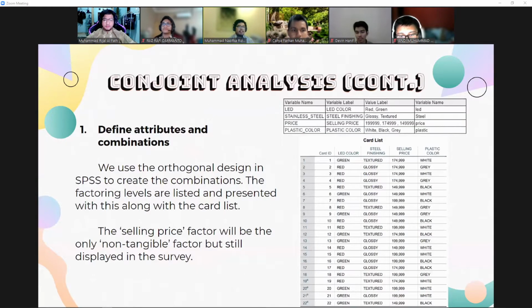Now, the first is to define the attributes and combinations. We define the attributes and factor levels to be the LED color, stainless steel finishing, plastic color, and lastly, the price. After defining the attributes, we create the possible combinations using the SPSS software. The table on the right shows the variables that we inputted to SPSS, and the lower table is the result of the combinations generated by SPSS. There are 22 combinations that we are going to show to potential customers in the survey, and it consists of 4 holdouts. Also, of all factors, selling price is the only non-tangible factor, but it's still displayed on the survey.